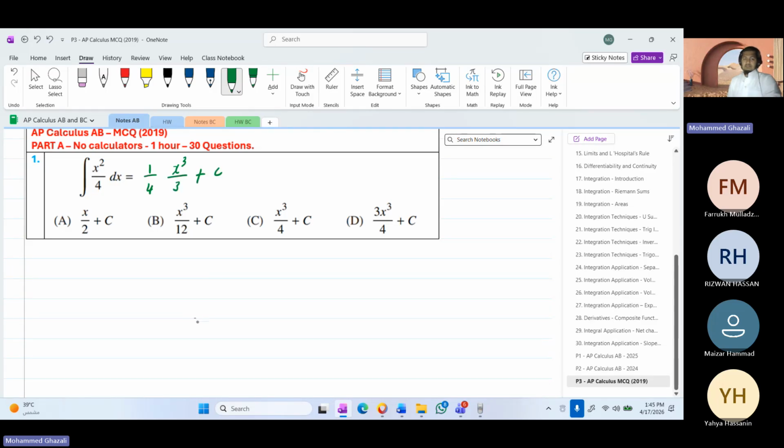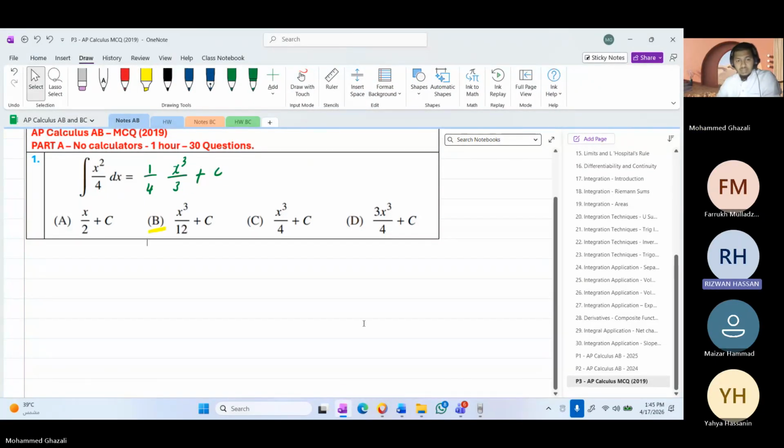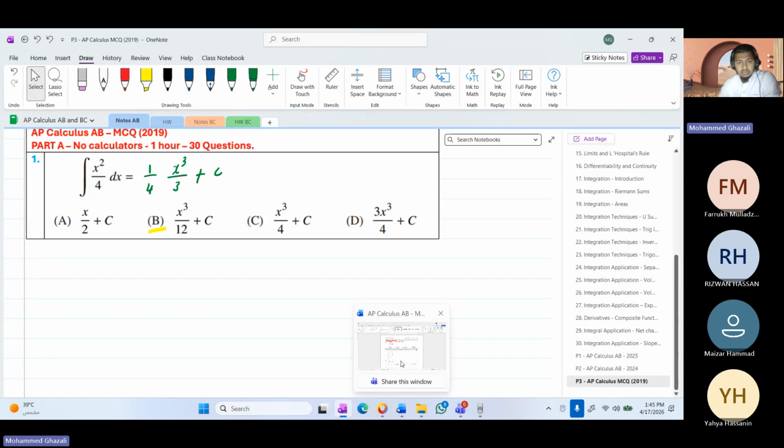So what's the answer? X cubed over 12 plus c. Excellent. B1, excellent. All right, very good.